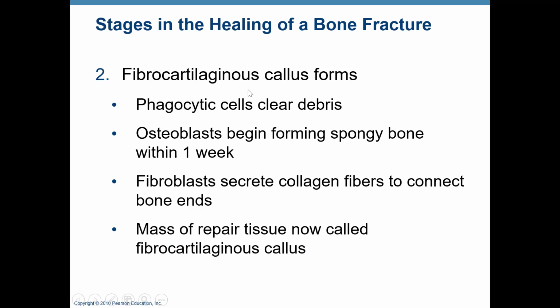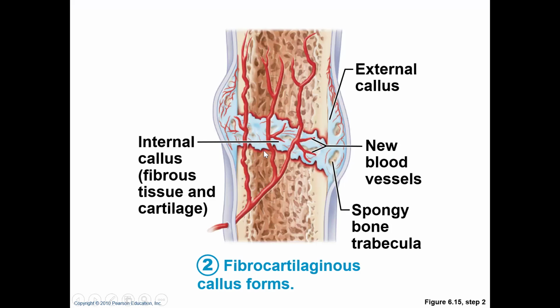So you want to start replacing the collagen fibers. So you form what's called a fibrocartilaginous callus. White blood cells, yes, they'll come to the area. They're phagocytic, they will phagocytize dead tissue. Hopefully, they get rid of anything foreign, should something foreign be there. And then osteoblasts start putting down spongy bone. And now we're going to connect the separated ends with collagen fibers. So fibroblasts make collagen fibers to connect both ends. Now it says the massive repair tissue is now called a fibrocartilaginous callus. So here's a picture of our fibrocartilaginous callus.